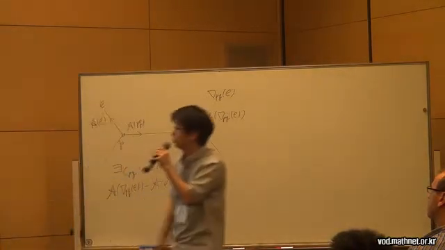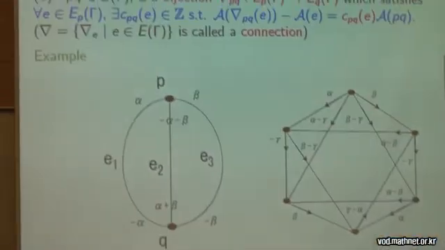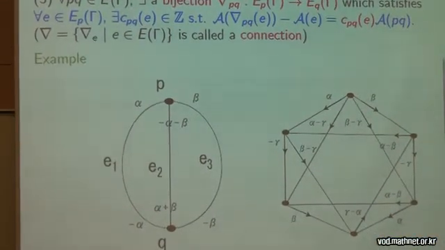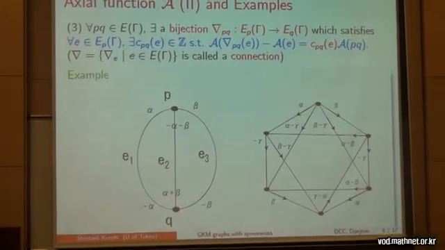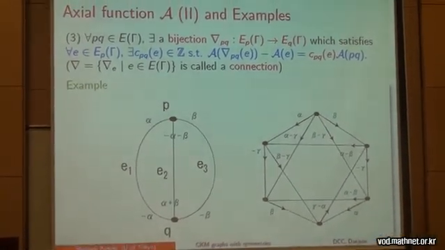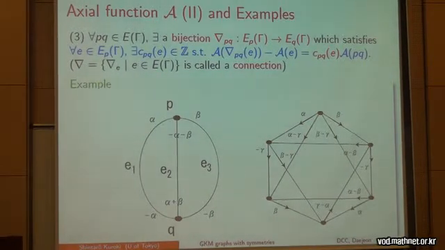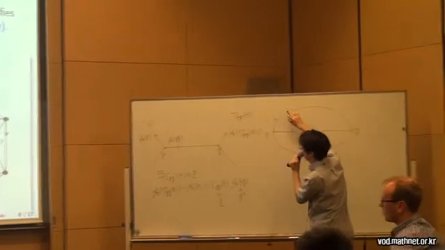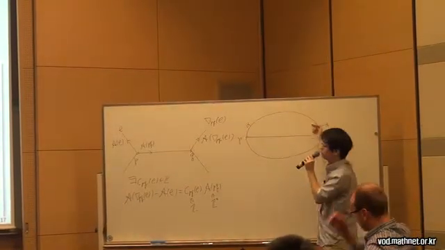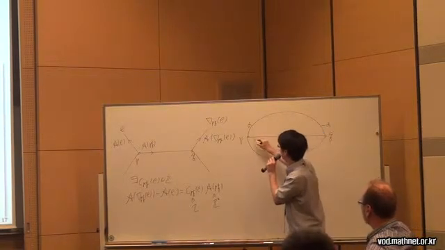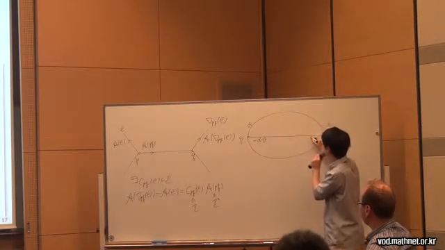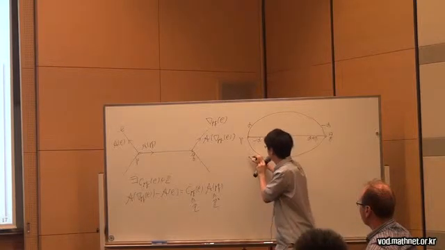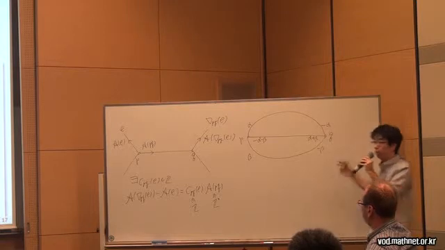So let's look at a concrete example. For example, these two labeled graphs are GKM graphs, so let's check it. This is the left example, and the next example satisfies this. We attach alpha on this part and minus alpha on this part, so this satisfies the first condition, and this also satisfies the first condition. If we put minus alpha minus beta here, then this part is alpha plus beta, and this is beta, then this part is minus beta. So it satisfies the first condition.